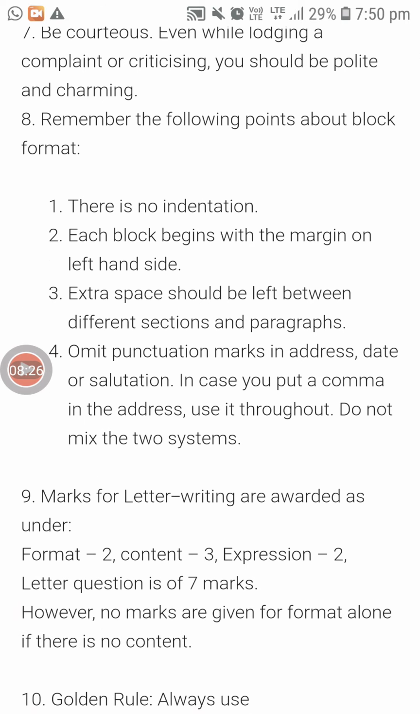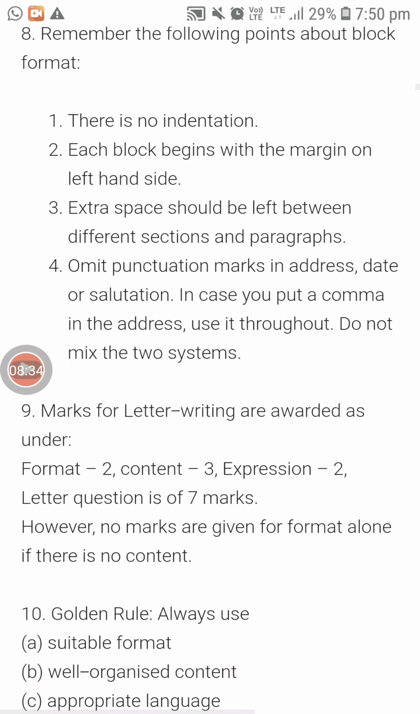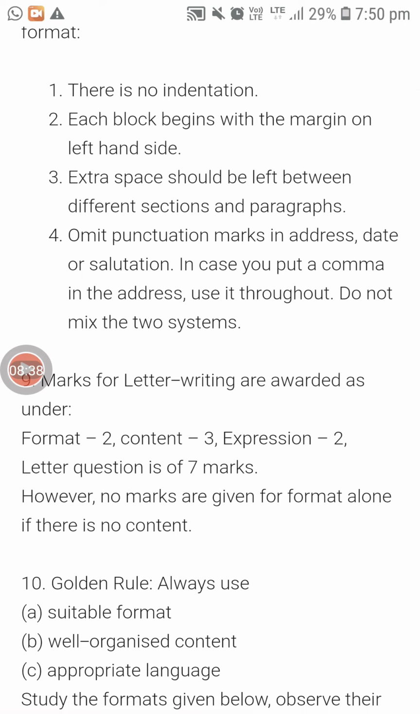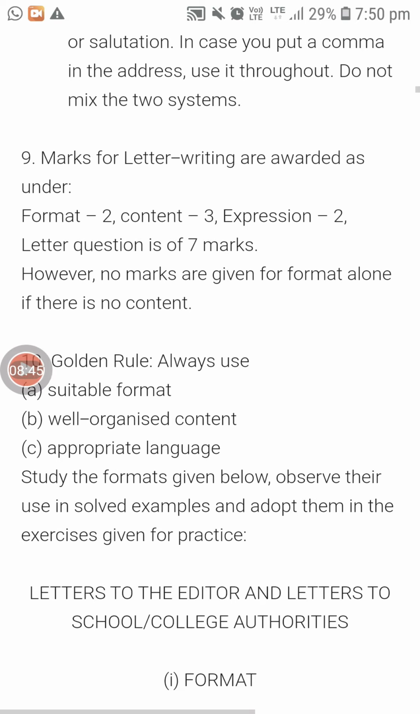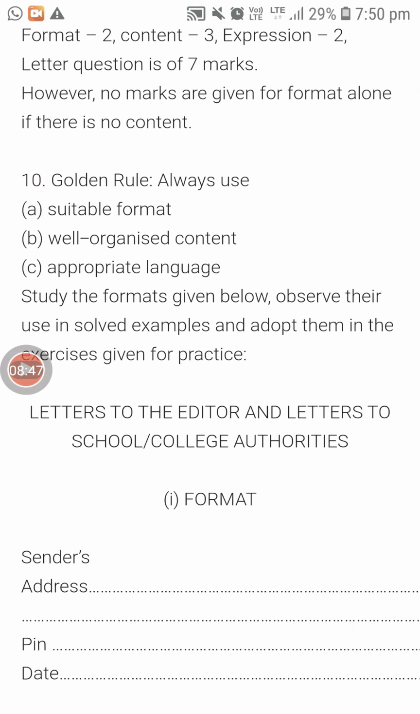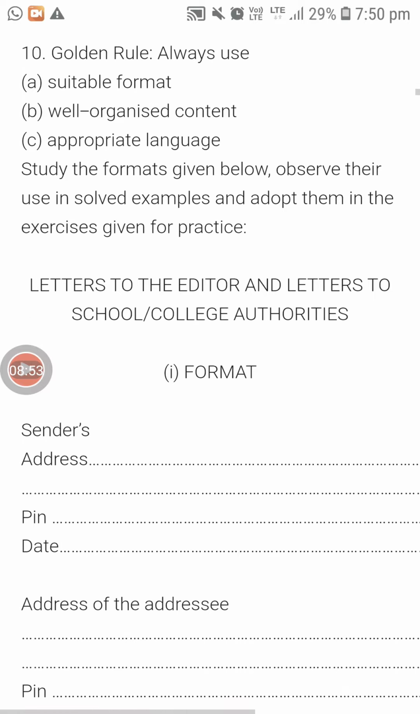Then there is no indentation. Each block begins with a left-hand side margin. Omit punctuation in the address, date or salutation. In case you put a comma in the address, use it throughout. So these 1, 2, 3, 4 points are very important. Please go through it. Golden rule: suitable format, well organized content and appropriate language. Three important things for letter writing, dear students.